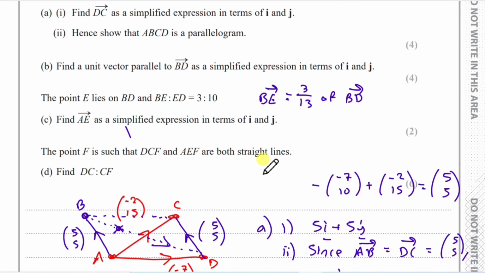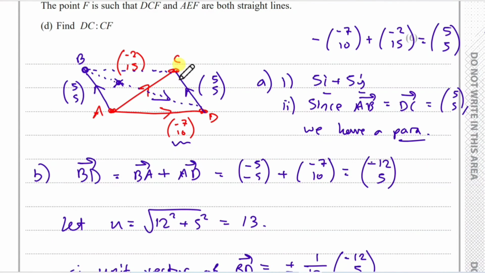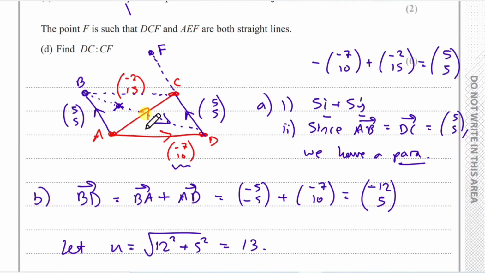Now looking at the last one, part D, it says the point F is such that DCF and AEF are both straight lines. Whew, this is a 6 mark, that's going to be a while. DCF and AEF are both straight lines. So let's understand that. DCF is going to be an extension, and then AEF. So it'll be kind of like that. Let's make it a bit high. So they're going to probably intersect at that point. This is the visual understanding of that. So I put F up here. Are both straight lines. Okay.